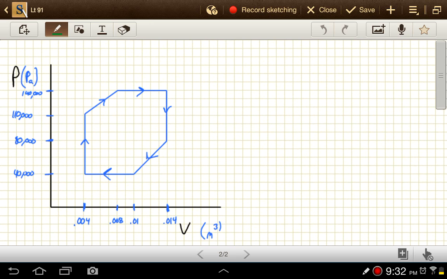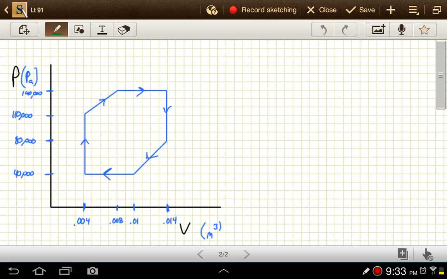So if we want to know the work done in this process where we have some expansion with increasing pressure, and that straight line, pressure and volume are directly related there, but we don't have a name for that kind of relationship. So it's not one of the special cases we've talked about. That's fine, though. We can still do the calculation.